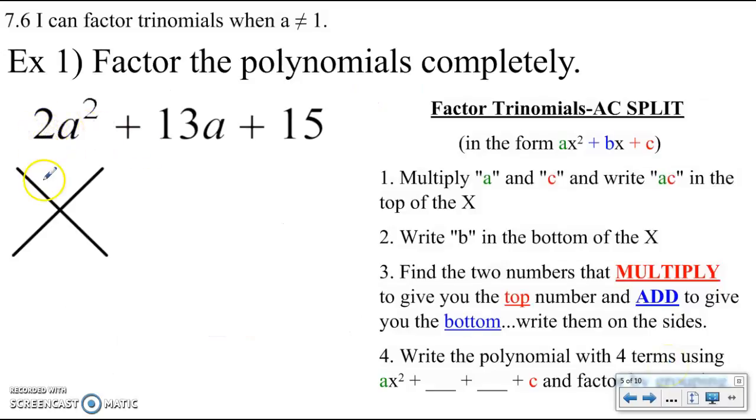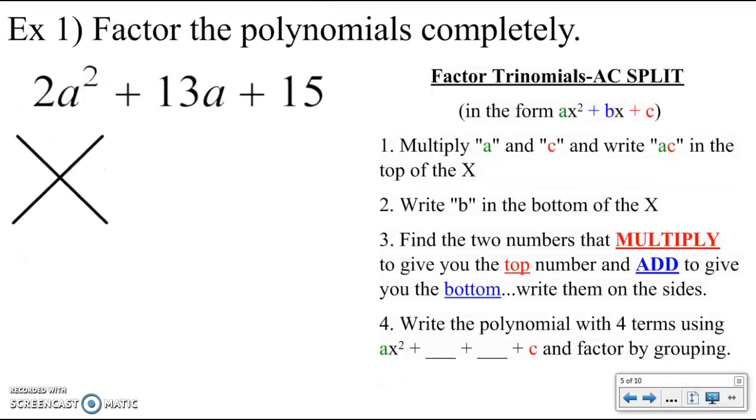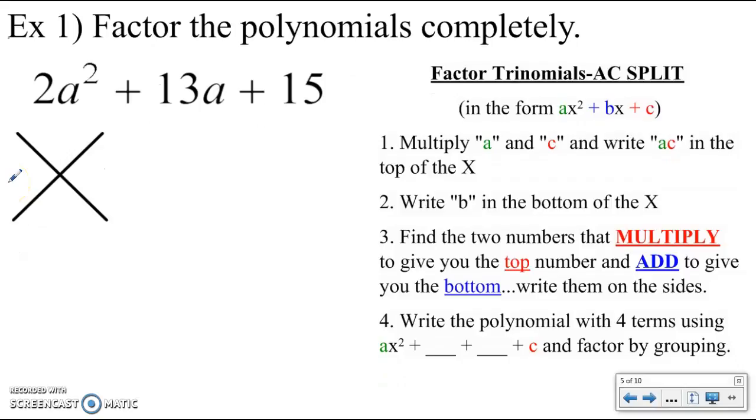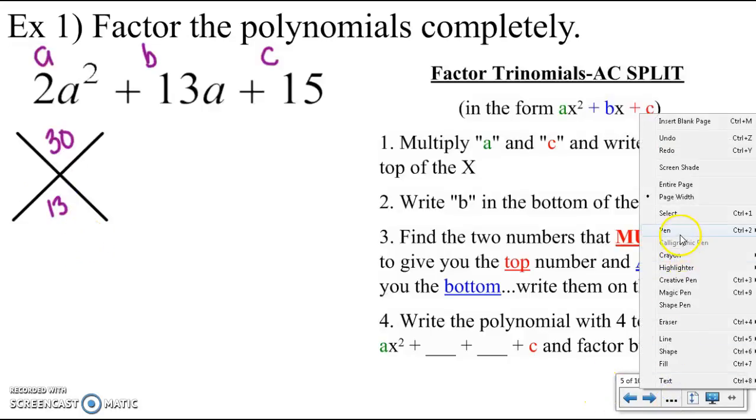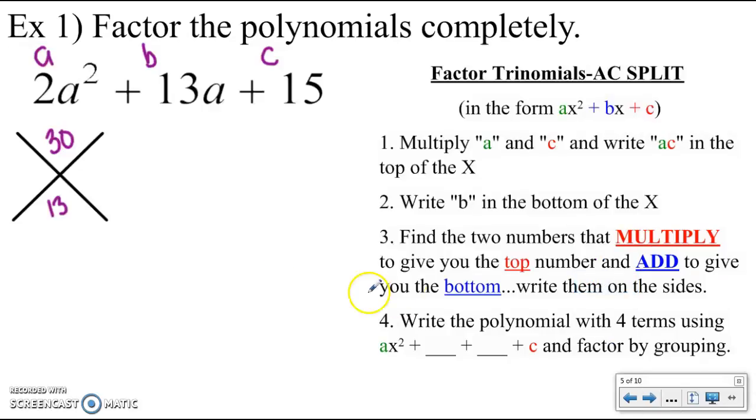Okay, so looking at this first problem here, we have 2a squared plus 13a plus 15. To be able to set up our x, instead of just putting our c on the top, we are going to multiply a times c. So a is 2, c is 15. So 2 times 15 is 30. And then the b, which is 13, goes on the bottom. So I need to find 2 numbers that multiply to give me 30 and add up to 13. And that would be 3 times 10. So 3 times 10 is 30. 3 plus 10 is 13.